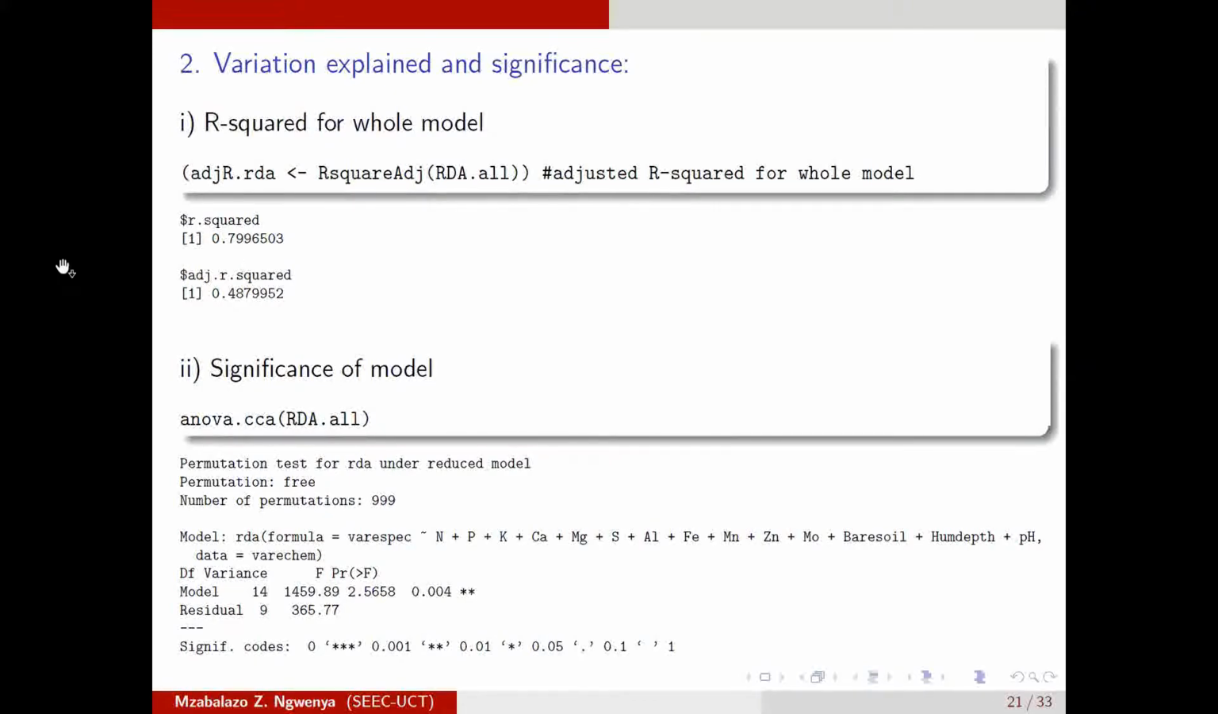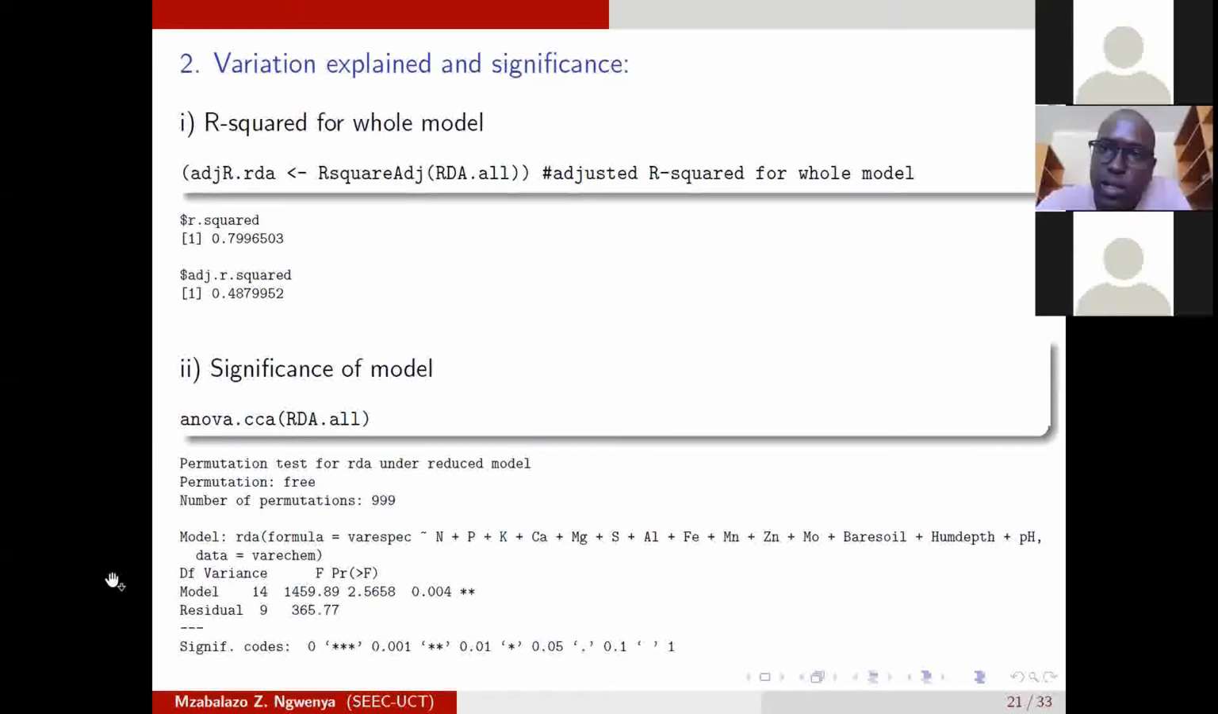So firstly, we want to see if our model is any good at all. We calculate the adjusted R squared for our model, and we find it to be 0.487, with the R squared being a higher value. Remember that constrained ordination uses multiple linear regression within it. And we know the problem of multiple linear regression: if you add more variables, you will always explain more variation, but that's not what you always want.